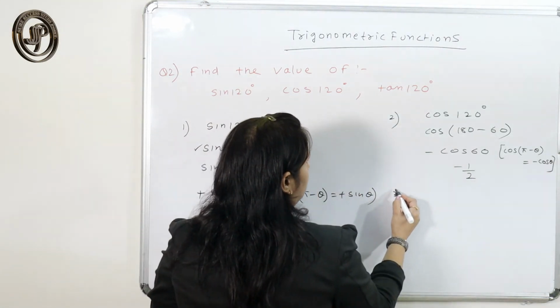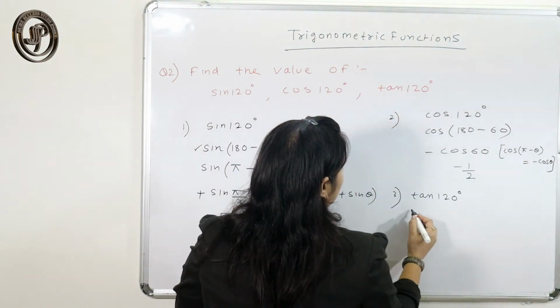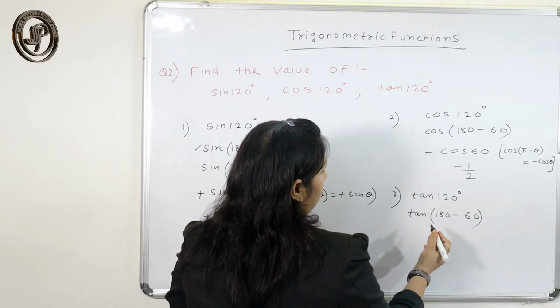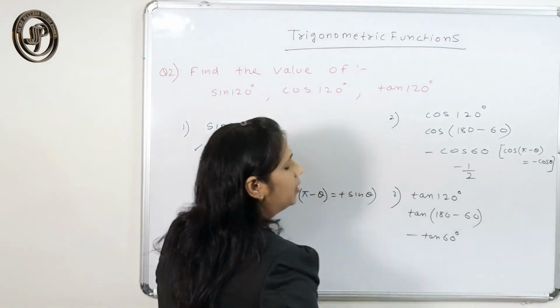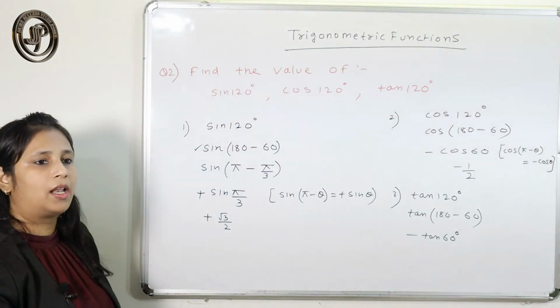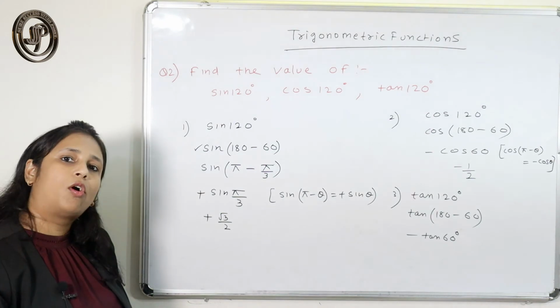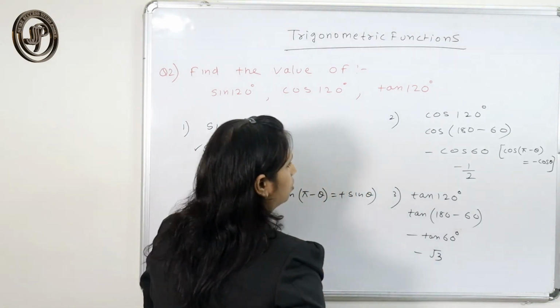Okay, the third is tan 120 degree. How do you do this? Tan 180 minus 60. That is what? Minus tan 60. Tan 180 minus theta is minus tan theta, because in the second quadrant tan will remain tan. Second quadrant tan is negative. Okay, so this is minus root 3.